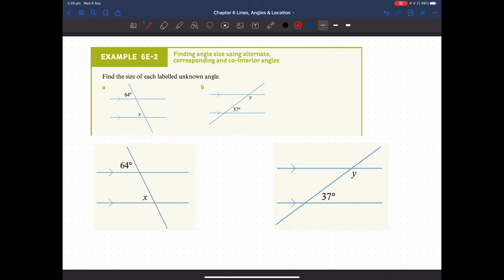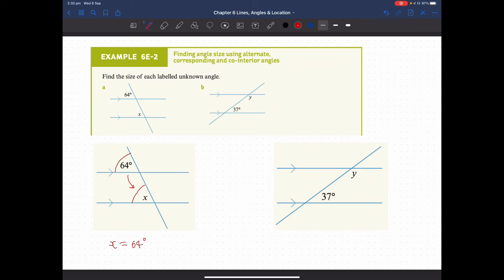Here is the second example. It says, find the size of each labelled unknown angle. Looking at our diagram, we can see we have 64 degrees here. Just looking at the diagram, you can see that X is the same as the 64 degrees. It is in the alternate position. So X is equal to 64 degrees.